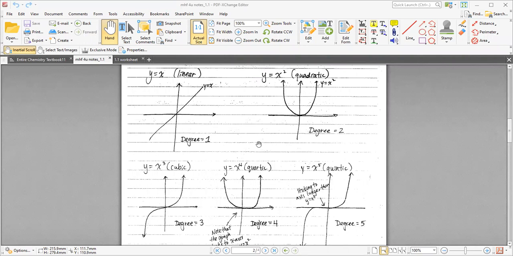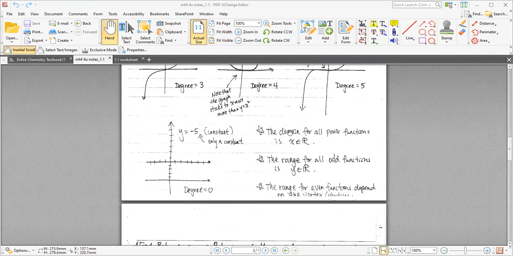See, the quadratic is the same as quartic. Power 2, power 4, there are even powers. They just look like that. The odd powers look like each other. So these are the points that I would like to take in. Here is y equal to negative 5. Look at that. y equal to negative 5.